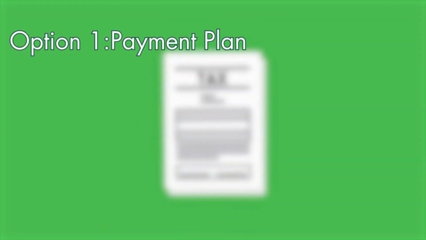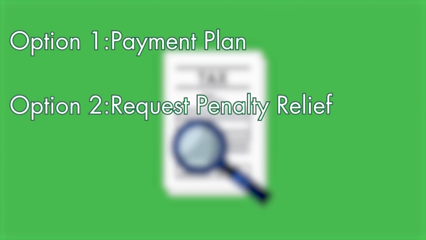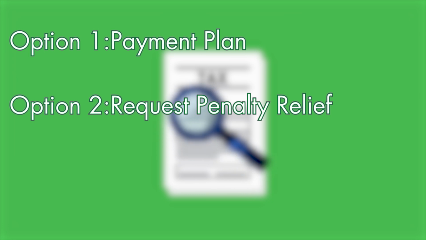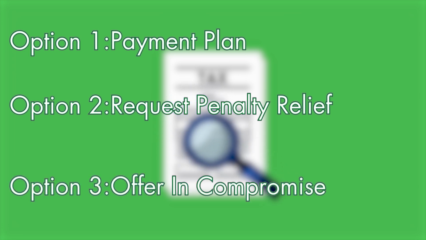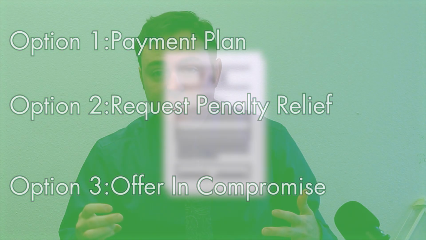Once you have filed your past due returns, or refiled them as the case may be, you now have 3 basic options. Option number 1 is to set up a payment plan, also known as an installment agreement. Option number 2 is to request penalty relief. You may qualify for this, you may not. Option number 3 is an offer in compromise, often abbreviated as OIC. And this is essentially settling the debt for less than what you originally owed. Now, let's examine each of these and break them down.